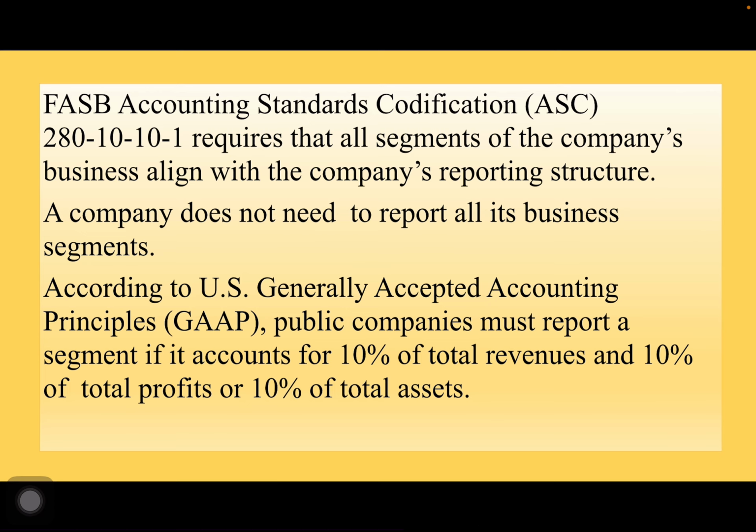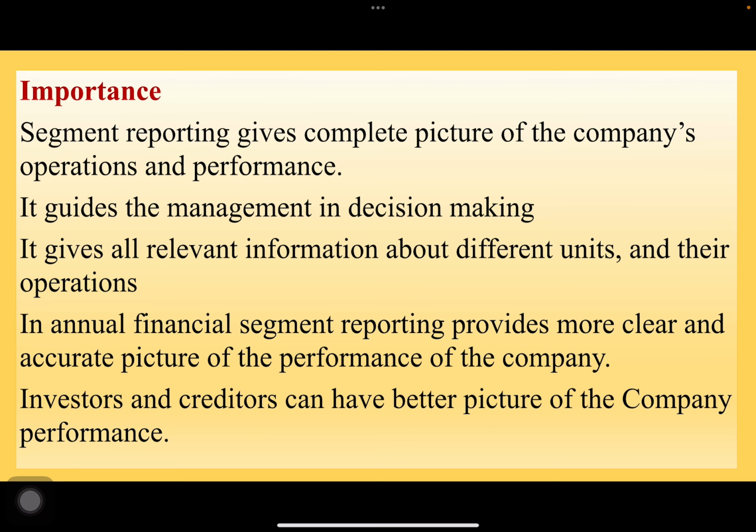FASB accounting standards codification requires that all segments of the company's business align with the company's reporting structure. And then the company does not need to report all its business segments. There are certain restrictions, maybe the turnover, assets, etc. For example, according to US generally accepted accounting principles, public companies must report a segment if it accounts for 10% of revenue, 10% of profits and 10% of total assets of the main unit. That is their requirement.